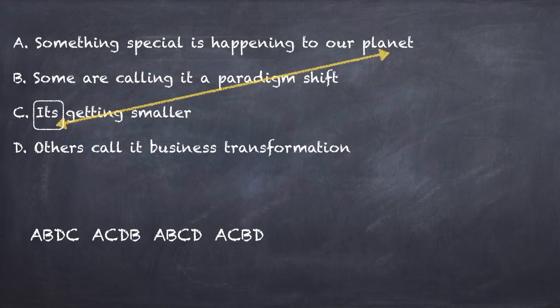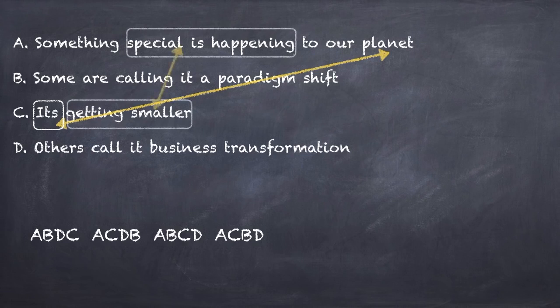So that is one connection, right? Something special is happening. What is happening? It's getting smaller. So that is your connection. So C should come after A. A and C is a pair, right? So if you look at the options, A and C is there in option 2 and option 4. So you can eliminate option 1 and 3 for yourself, right?